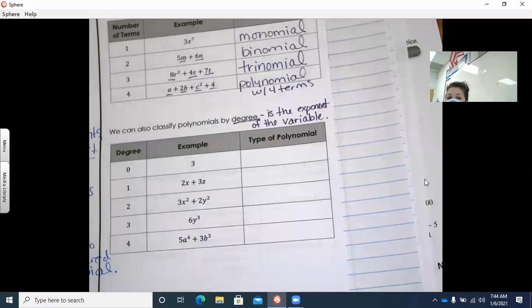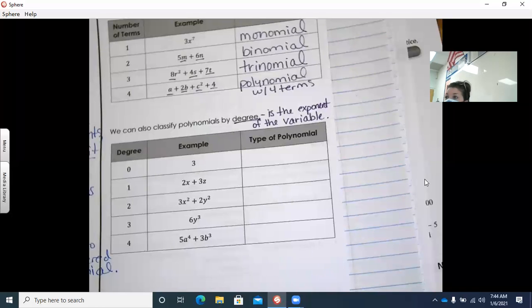So the first one says it has 0 degrees. An example is the number 3. Well, doesn't 3 have an exponent of 1? So why is it saying it has 0 degrees? Yes, because there's no variable. 3 has an exponent of 1, but it has 0 degrees because it doesn't have a variable. So a number by itself is always 0 degrees, and we call that a constant.